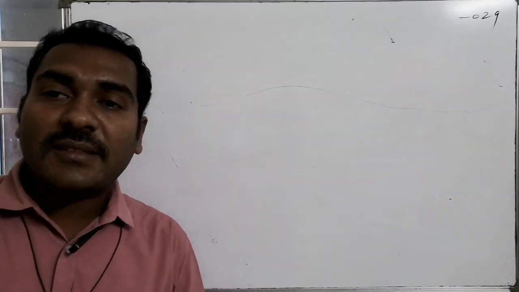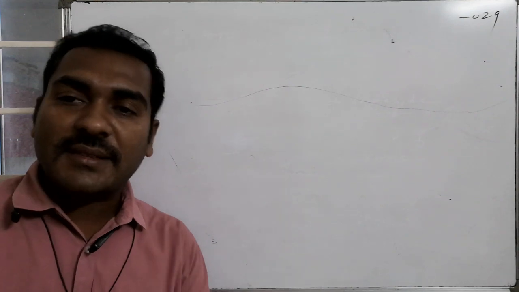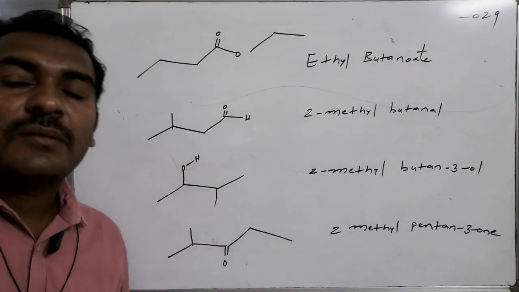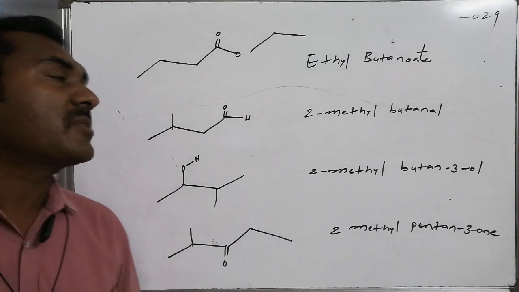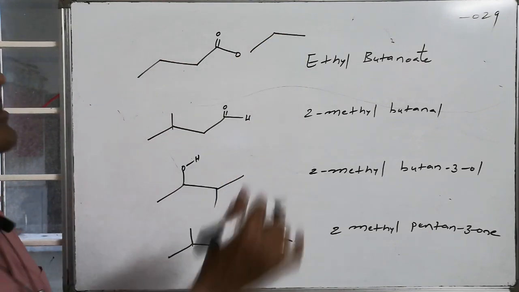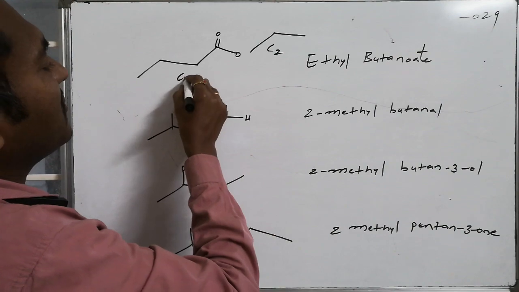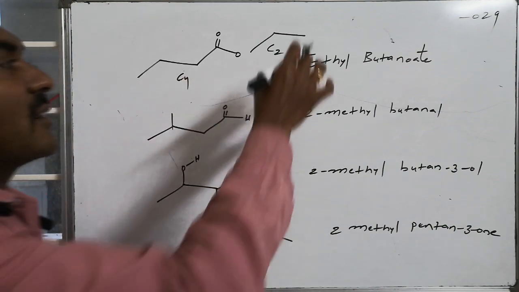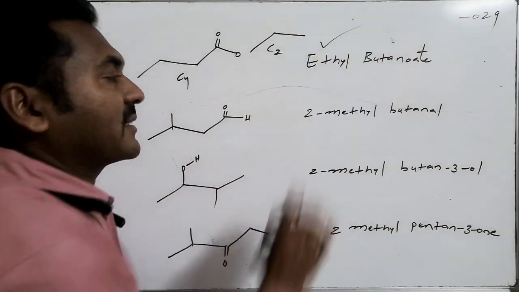Which of the following is the wrong IUPAC name? The corresponding structures and names are given like this. This is a 4 carbon system and a 2 carbon system. This is C2 and this is C4. It is an ester, so ethyl butanoate is correct.